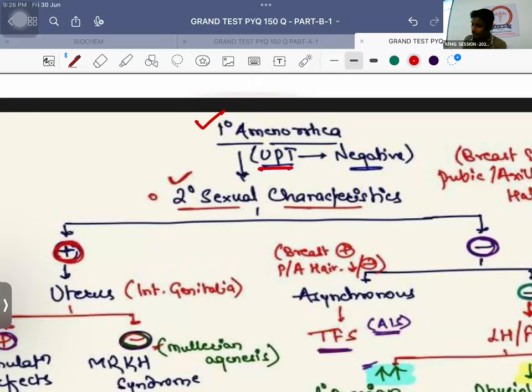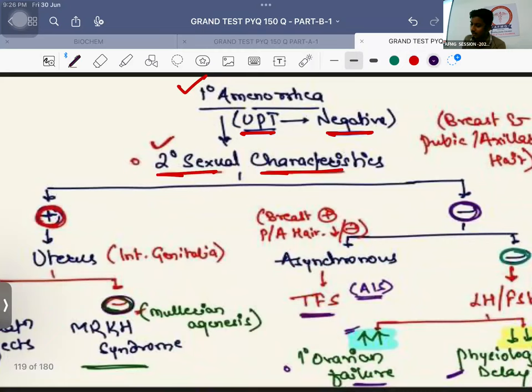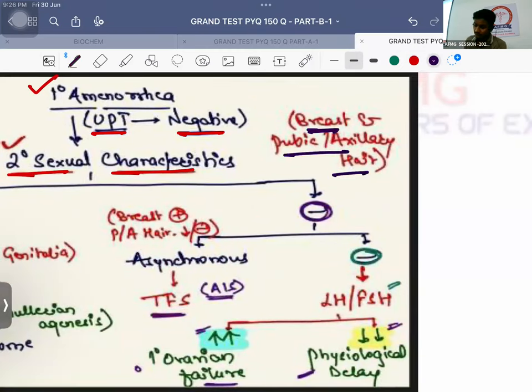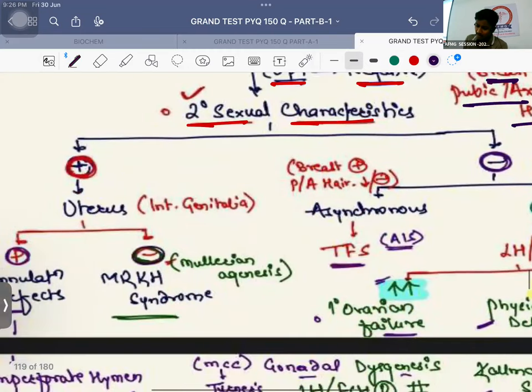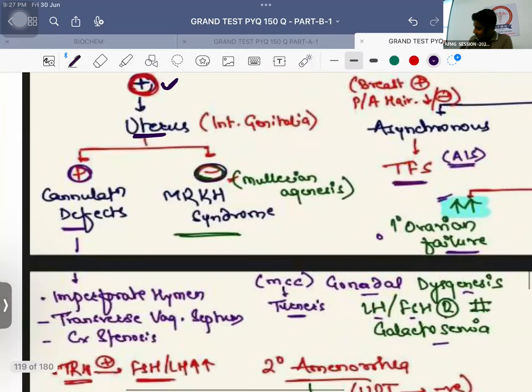Therefore, you need to first do UPT. UPT will come out to be negative. Secondary sexual characteristics, you will check for. What are the secondary sexual characteristics? Breast and pubic and axillary hair growth. If the secondary sexual characteristics are present, then you need to palpate the abdomen to check for any uterus. That is your internal genitalia. If the uterus is absent, that means the internal genitalia are absent.